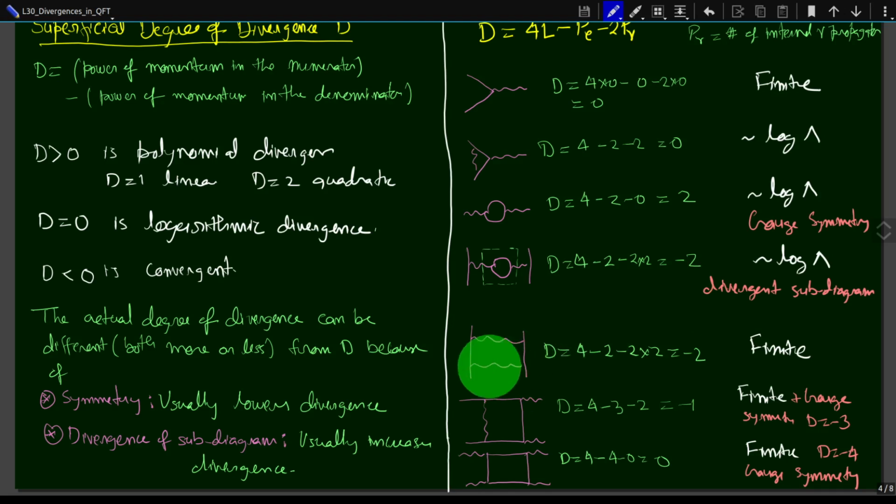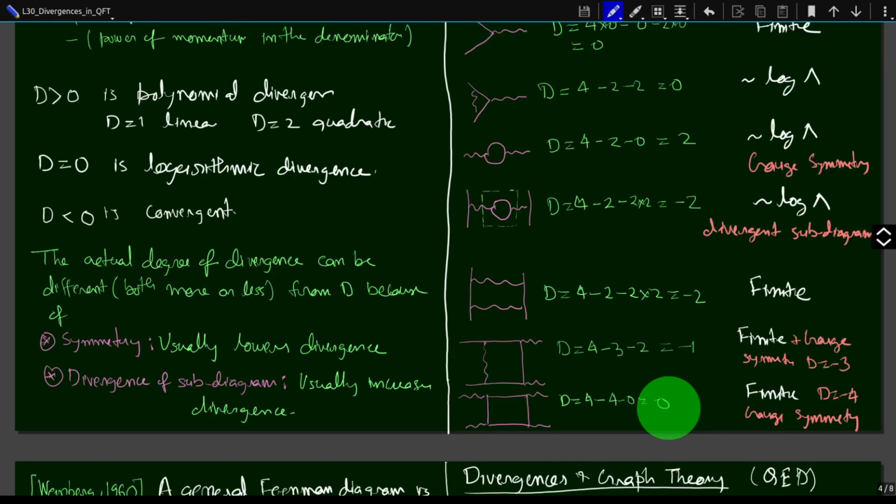Then I have this diagram with 2 fermions and 2 gauge bosons being exchanged. So here d equal to 4 minus 2 minus 4, which is -2. This is finite. And if I have this kind of case, where 2 photons are there and 2 fermions are there, if I compute the degree of divergence, it is -1. So it must be finite, but owing to the QED symmetry, the actual degree of divergence is -3. So it is even more convergent than what we have over here.